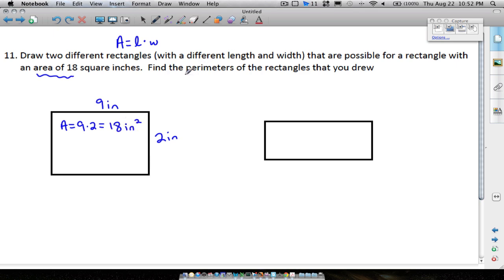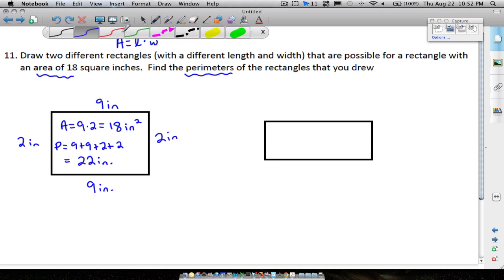But also notice it wants you to find the perimeter. So to find the perimeter of this rectangle, you want to add all sides together. 9 plus 9, there's 2 9s and there's 2 2s. So plus 2 plus 2. 9 plus 9 is 18, plus 2 is 20, plus 2 more is equal to 22 inches. There is the perimeter of this rectangle. Now, the problem did say to draw two different rectangles. How about 6 inches and what?